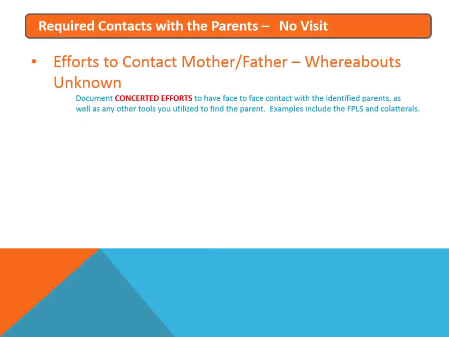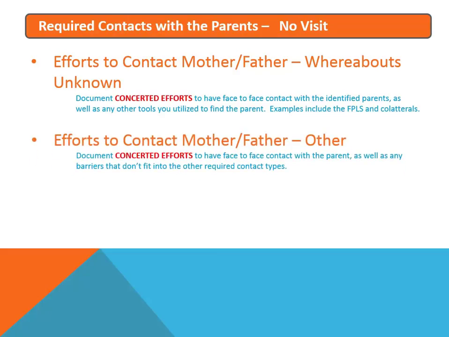The 19th and 20th required contact item types are for efforts to contact the mother, whereabouts unknown, and efforts to contact the father, whereabouts unknown. These types of required contacts should be selected when you've already identified the correct parent, but you're unsure of their whereabouts. In this contact type, you should be documenting your concerted efforts to locate the parent, including your use of the family parent locator system, locating other known family members if possible, or letters or phone calls if you have any sort of address.